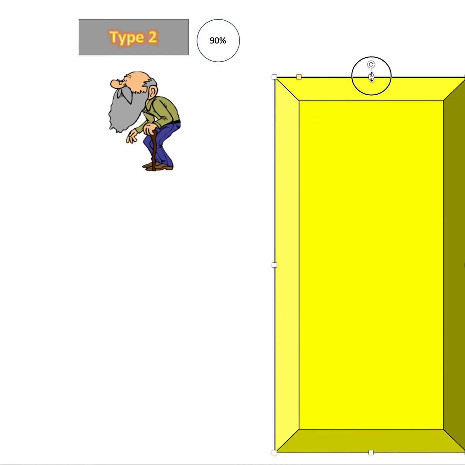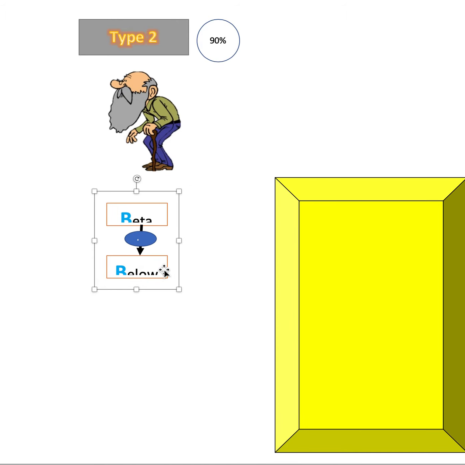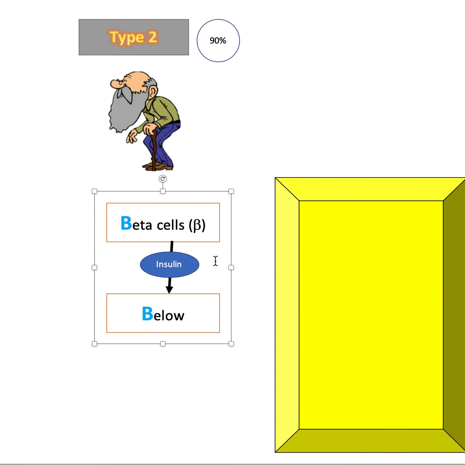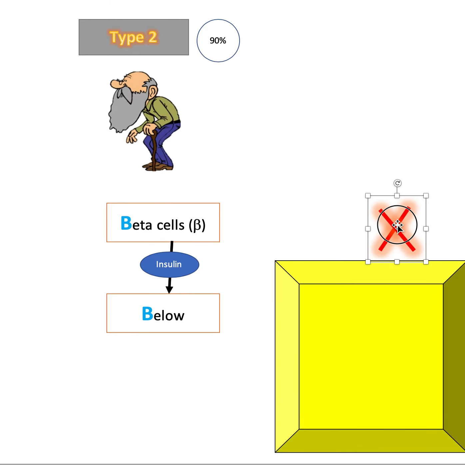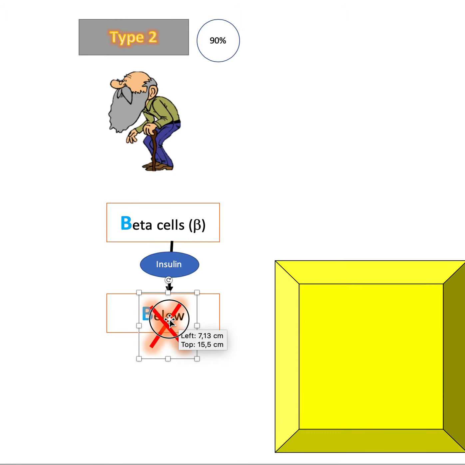But let's see what the problem is of this one. What is wrong with type 2 diabetes people? What can't they do? So remember, in type 1, they don't have beta cells. What about type 2? In type 2, the funny thing is everything works, except the last stage. In type 1, the first one doesn't work. Type 2, the second one doesn't work. So the beta cells are there, they produce insulin, but the insulin can't bring it below.